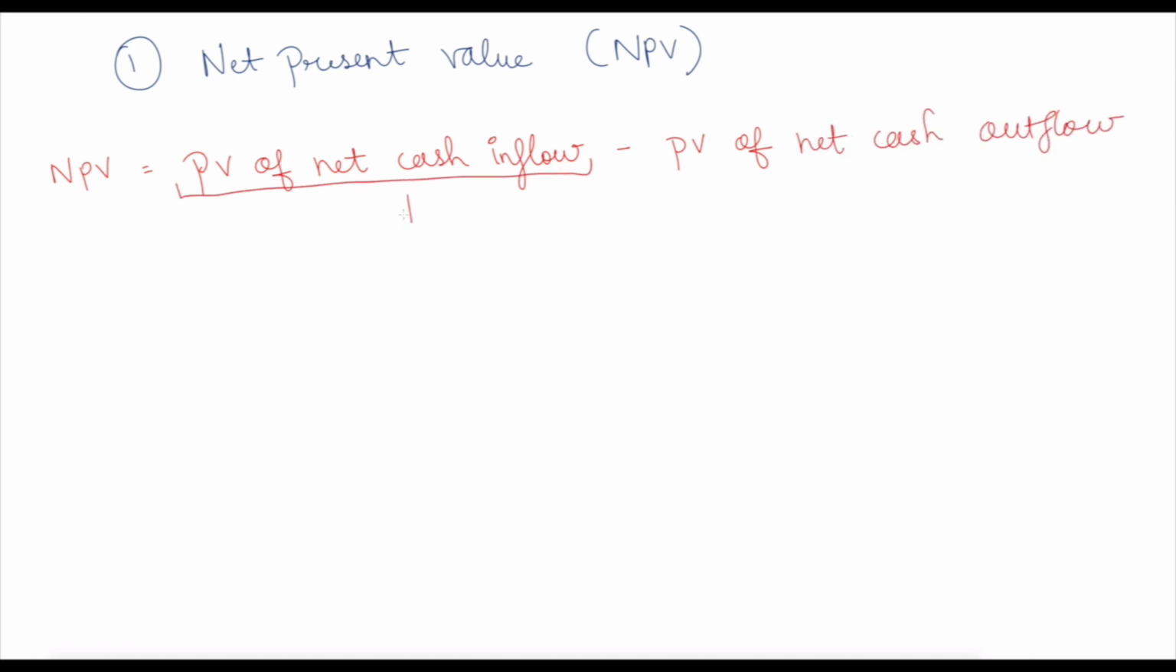So present value of net cash inflow is your benefit. Present value of net cash outflow is your cost. So benefit minus cost is your net present value. Already we have seen this benefit minus cost in what? In non-discounted cash flow technique under payback profitability.